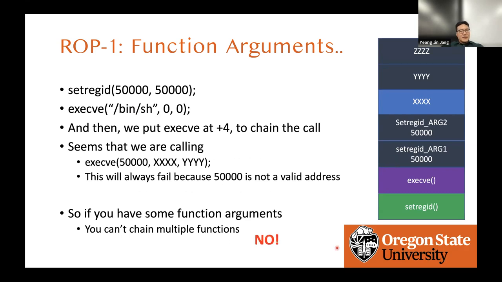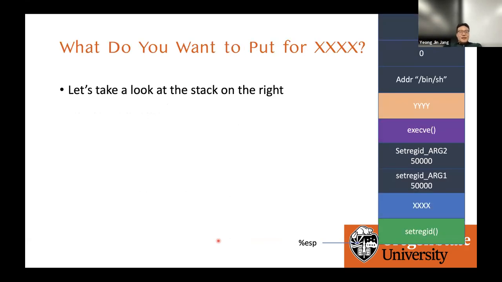So we cannot chain multiple functions by just having this kind of construction, but let's think about what we can do. One of the constraints that we have is that we must call setregid(50000, 50000) first. One fact is that after running setregid, it will return to the next location. So the question is, where should we return on this position of the stack to get the chance to run execve? That's the thing we will work out today.